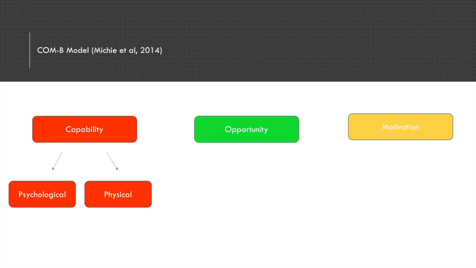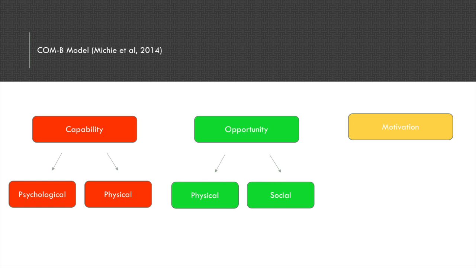So let's take healthy eating again. Someone might have the skill to actually use kitchen equipment, knives, to prepare food. But they will also have to have the psychological capability, so they need to have the understanding around what healthy food actually is. With opportunity, there are physical and social subdomains.